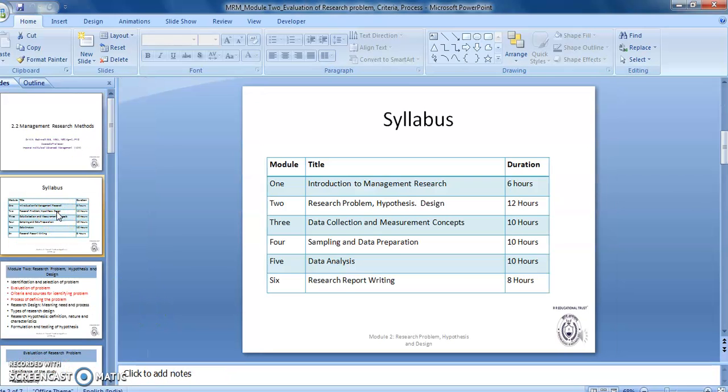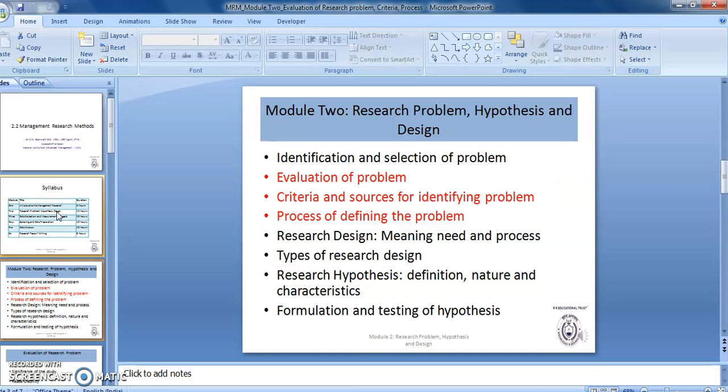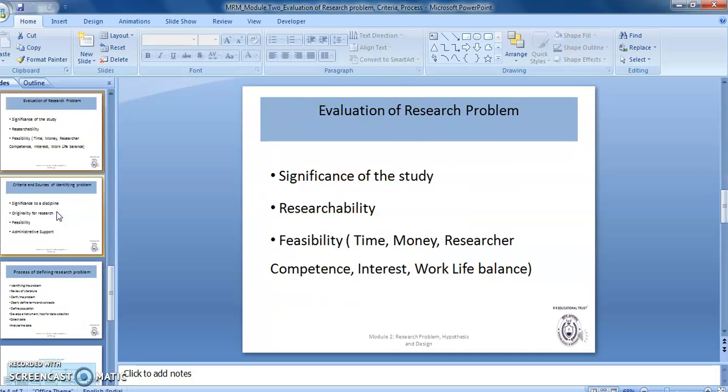Yeah, friends. Today we will be taking up the second module's three subtopics: evaluation of research problem, criteria and sources for identifying problem, process of defining the problem. Evaluation of a research problem. As we discussed earlier, we have already seen how we are to identify a problem, how we are to define a research problem in the first place, and then identify a research problem.